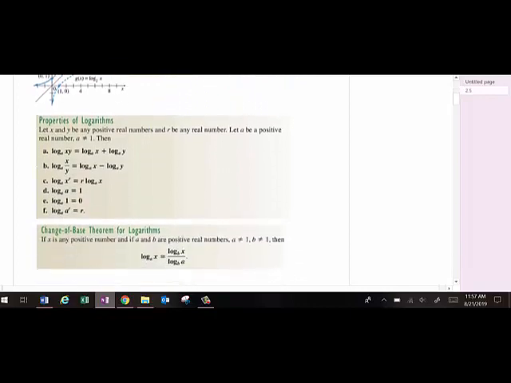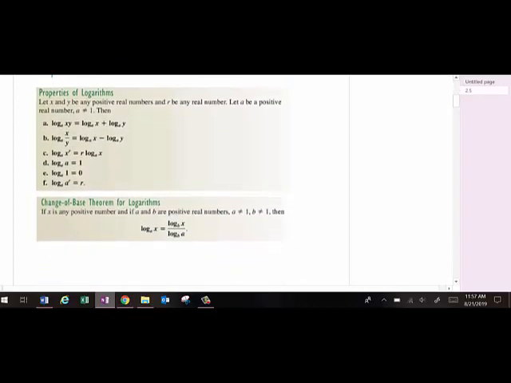Again, a refresher for you. Here are your properties. If we have multiplication of what we're taking a logarithm of, we can split it up into addition. If we have division, we can split it into two separate logarithms with subtraction between them. C is the power rule. You can pull down the power in front. That's a really helpful one.